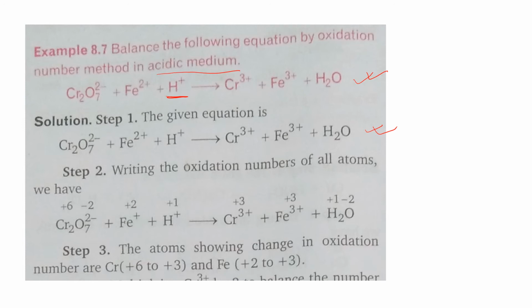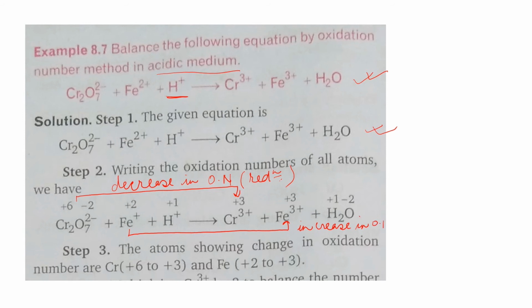H2 you may not write also because you know that H2 is 0. Now just see here, chromium is going from +6 to +3. So this is a decrease in oxidation number. You will write this one, that is reduction. And this is Fe +2 to +3. So this is an increase in oxidation number. That means it is oxidation.